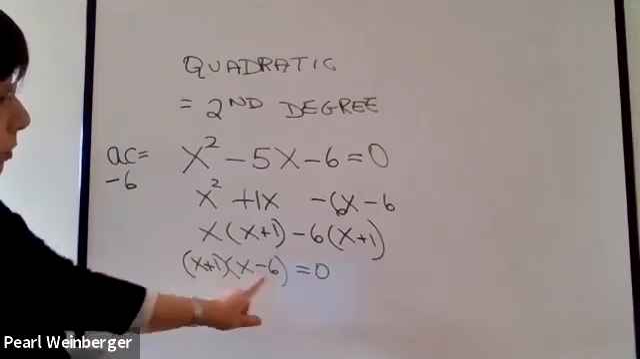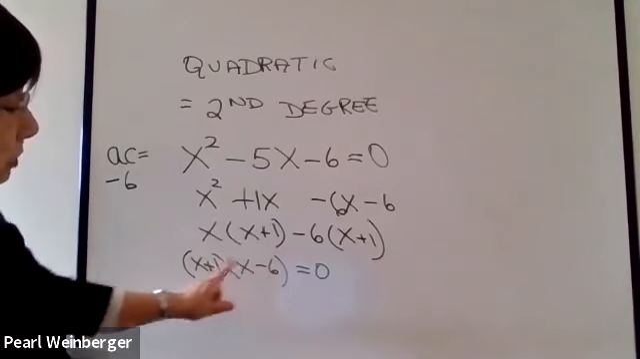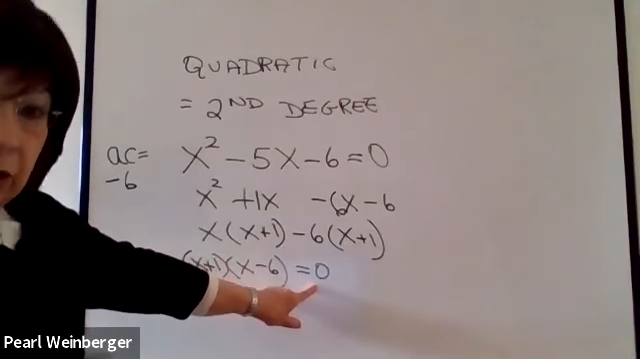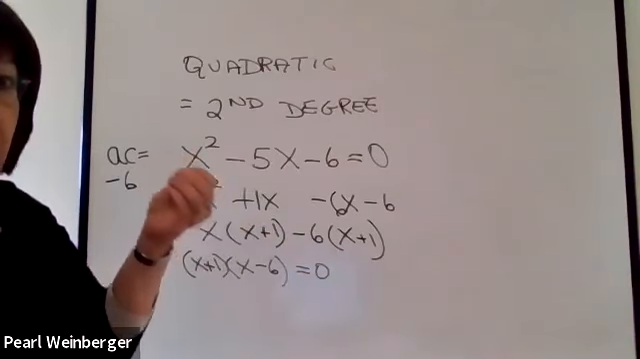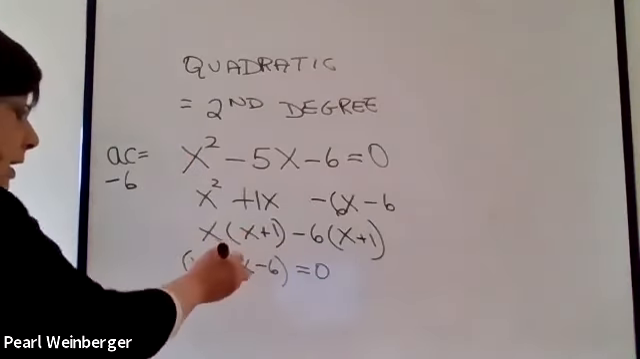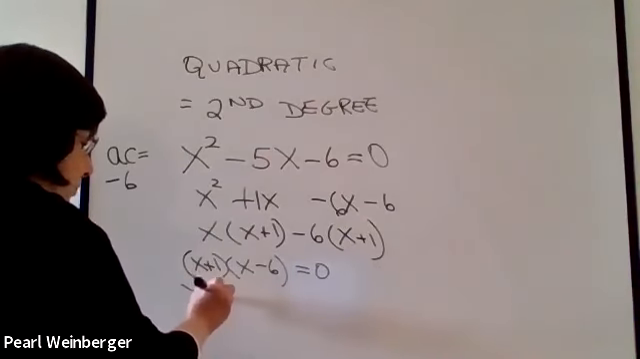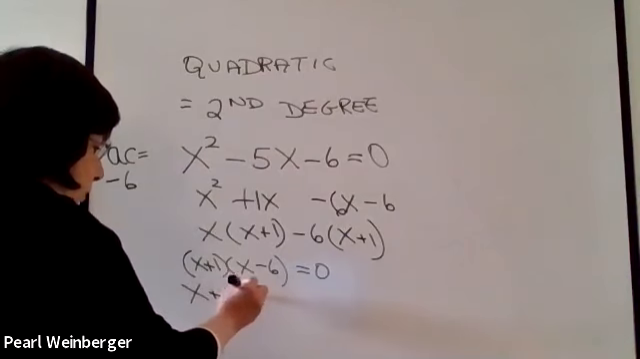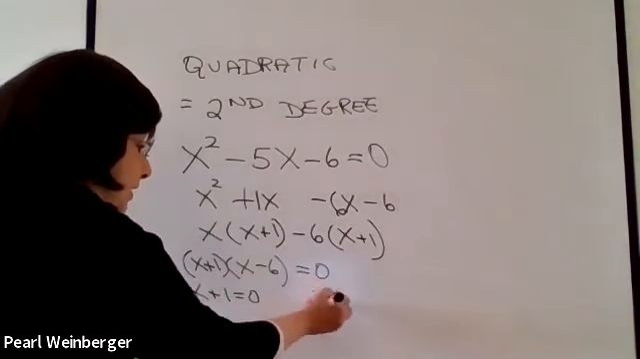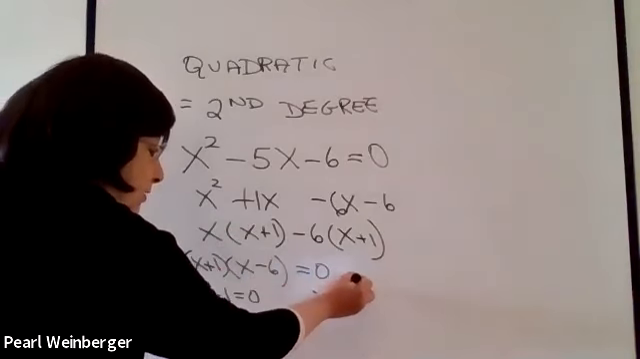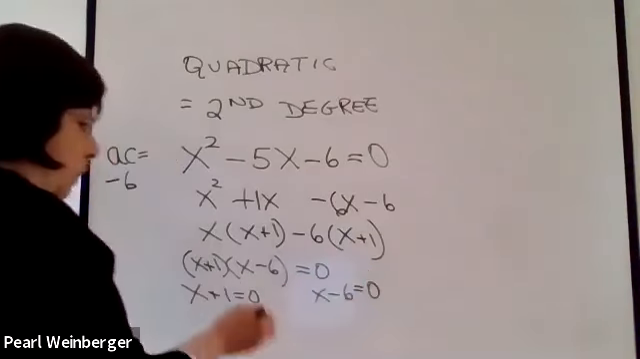But what do we see? We see that when we're multiplying these two numbers together, the answer is 0. And what I said before, from the property of 0, it must mean that either the first number, the x plus 1, equals 0, or the second number, which is the x minus 6, has to equal 0.